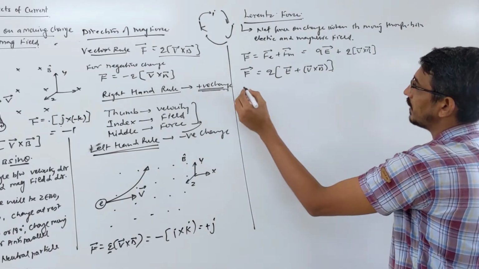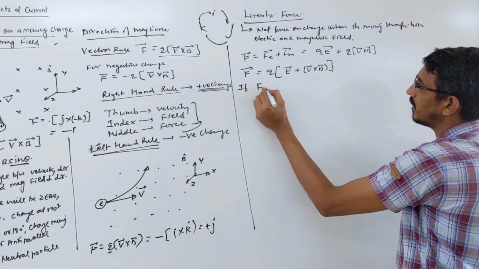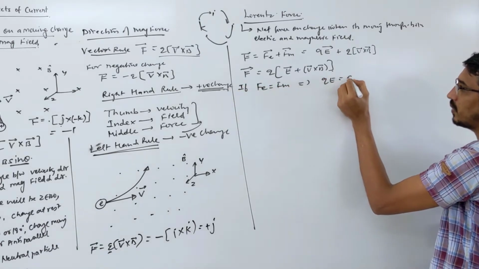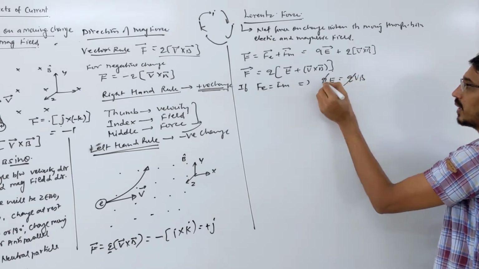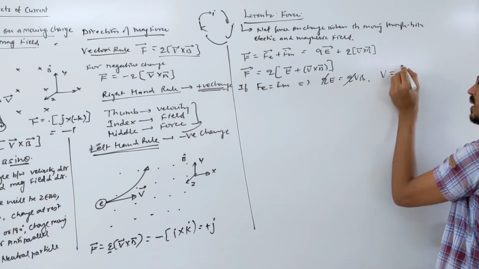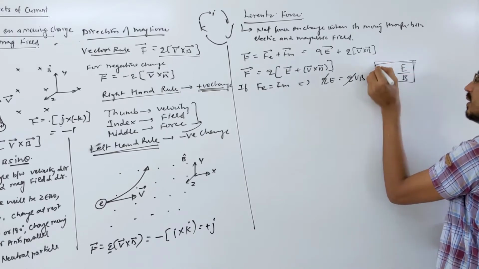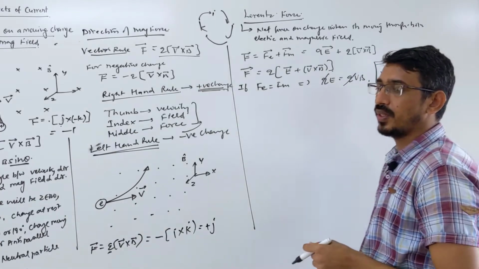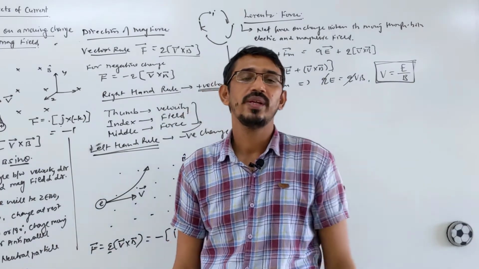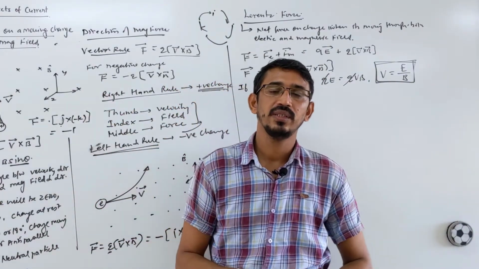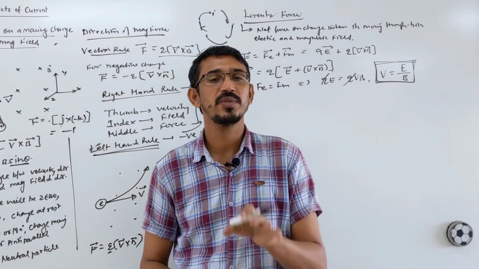Listen here. If somewhere electric force is equal to magnetic force, it means what? qE is equal to qVB, right? Then q gets cancelled. You can find the velocity of that particle. That's electric field by magnetic field, E by B. This is an important thing. If you take the ratio of electric to magnetic field, it gives the velocity of that particle. Suppose you talk about light, photons, then the ratio of electric field to magnetic field gives the speed of light.